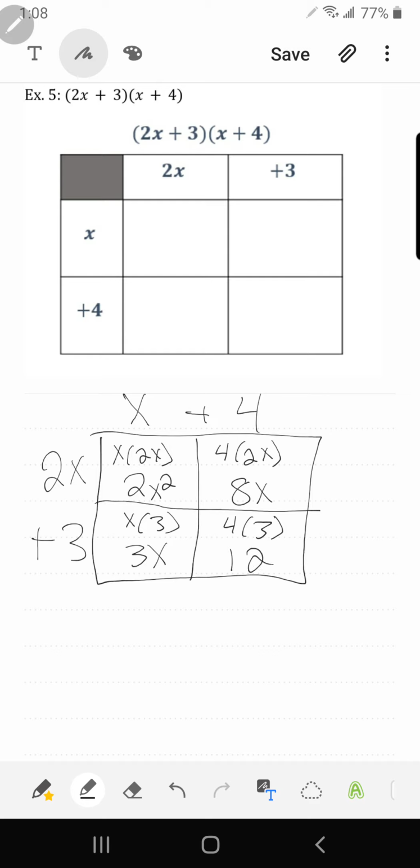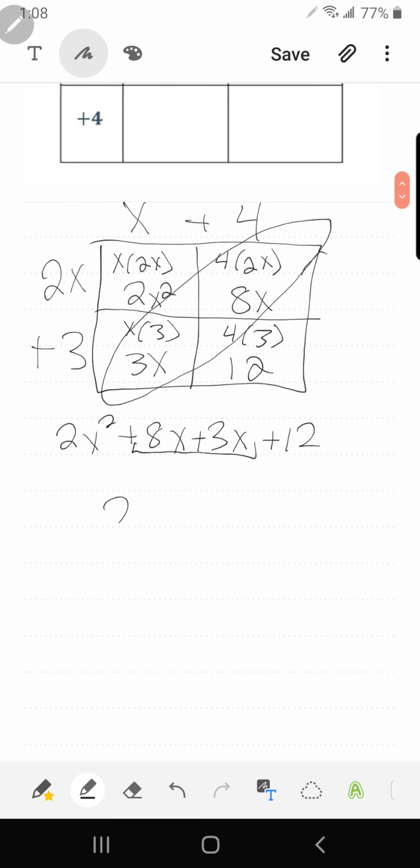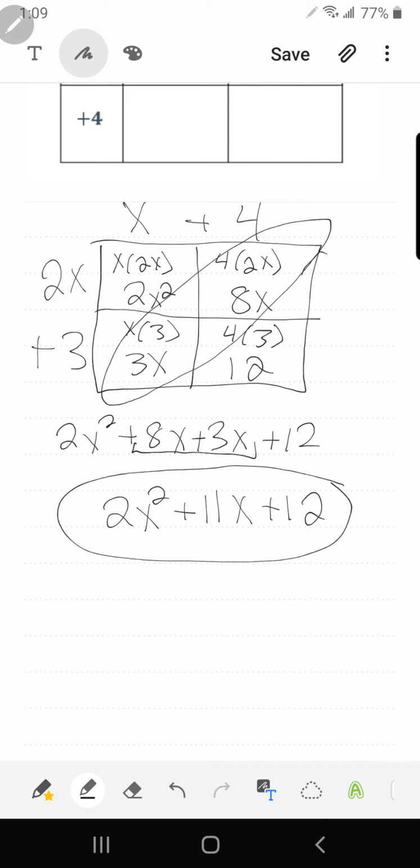So I look and I say, okay, do I have any like terms? Most of the time they're going to be my diagonals. In this case, the 3x and the 8x. Okay, so I'm going to rewrite the whole thing after multiplying. I'm going to write out 2x squared plus 8x plus 3x plus 12, and I have to combine my like terms of 8x and 3x, which gives me 2x squared plus 11x plus 12. So that should be my final answer.